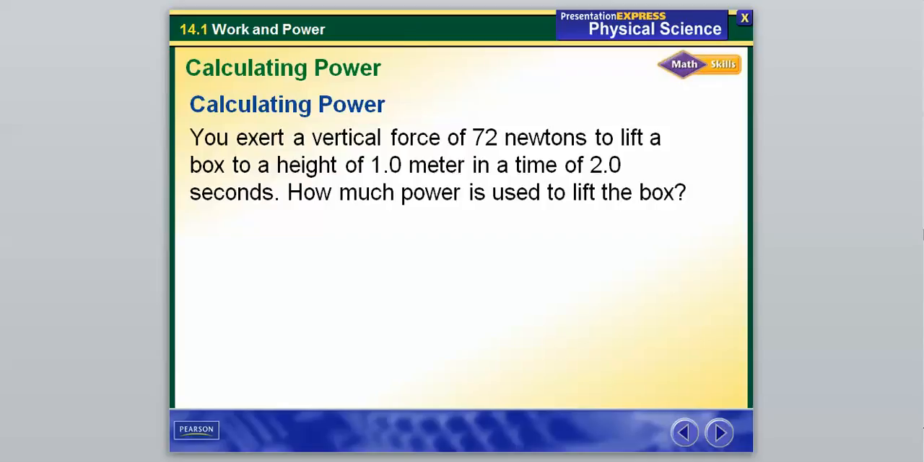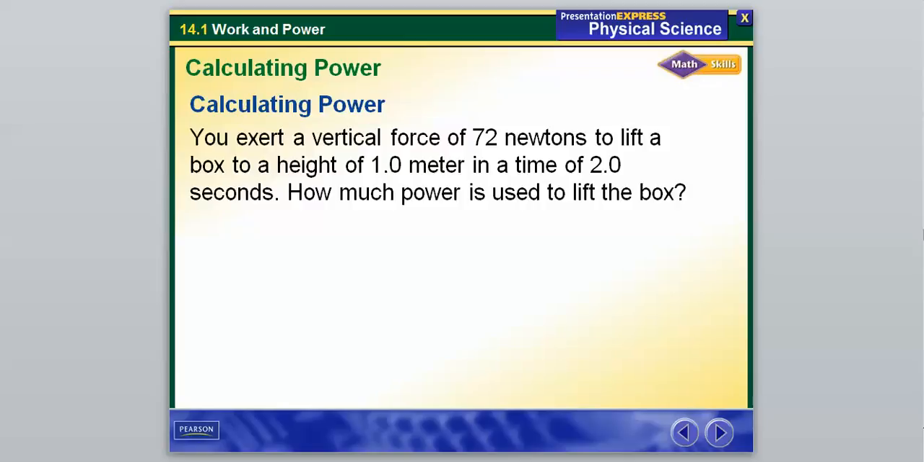And so now we're going to do a little bit of a sample problem here, and then you're going to hopefully try some of these on your own to prepare yourself for tomorrow when we do a couple sample problems. So calculating power, so here's our sample problem. It says you exert a vertical force of 72 newtons to lift a box to a height of 1.0 meters in a time of 2.0 seconds. How much power is used to lift the box?